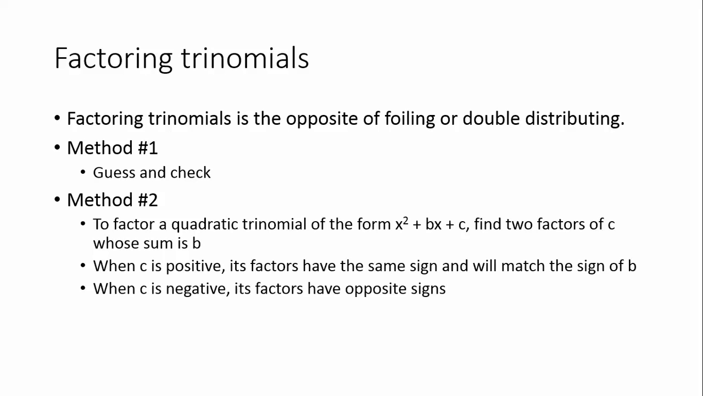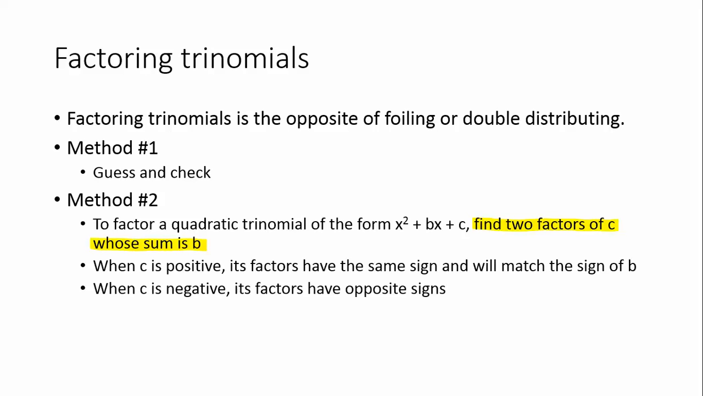Method 2 says when you factor a quadratic trinomial of the form x squared plus bx plus c, you're looking for 2 factors of c, so that's the constant in the back, whose sum is b. And so this is the really important part. You're finding 2 factors of c whose sum is b. So factors of the constant that add up to the coefficient in front of the x.